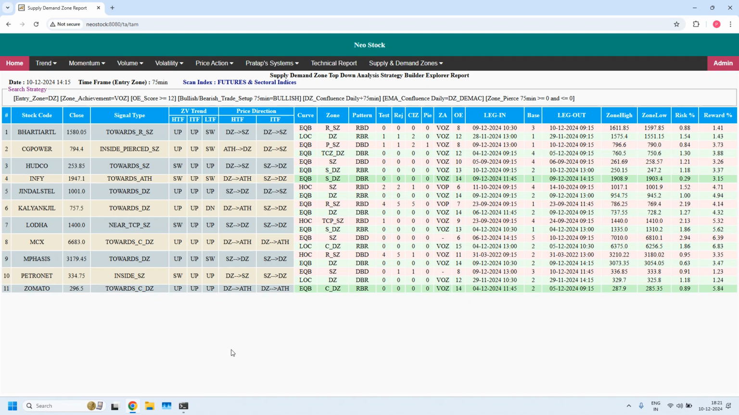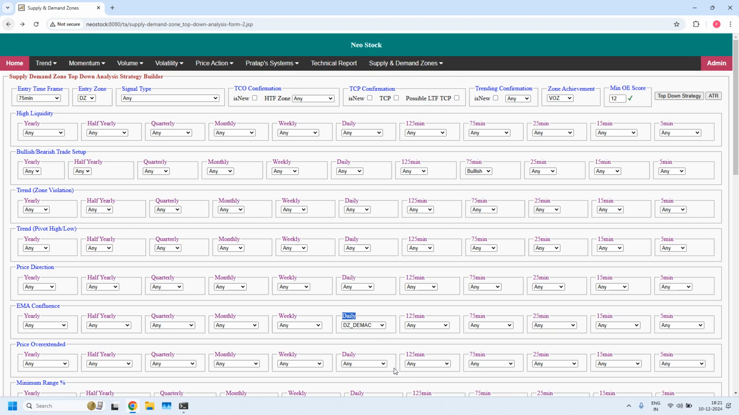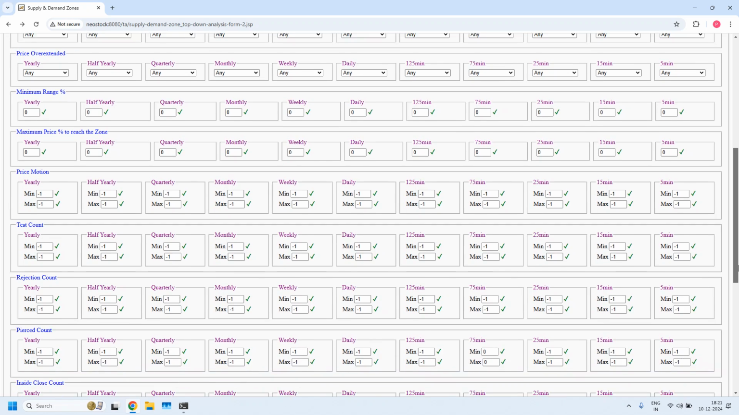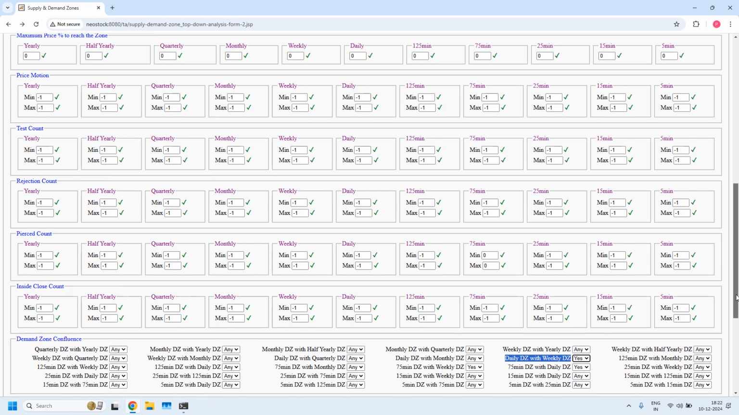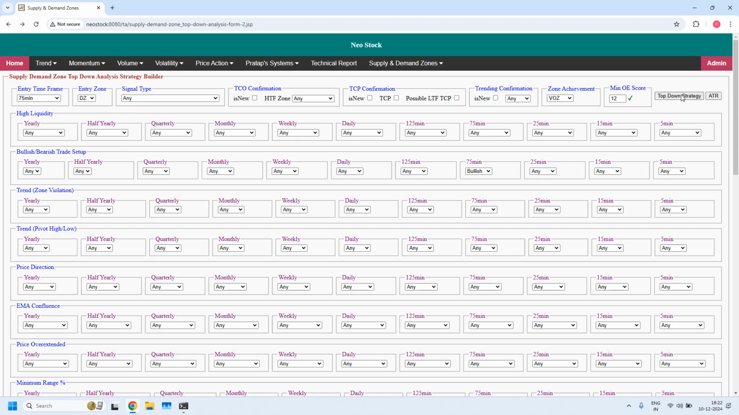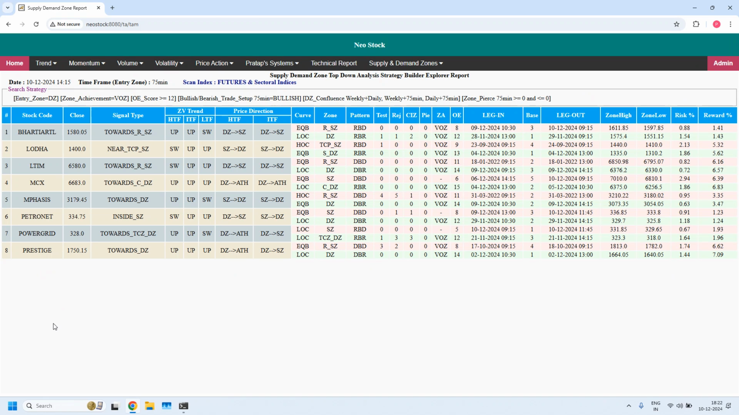Next, let us look for LTF, ITF and HTF demand zone confluence. I am removing this EMA filter. In the demand zone confluence, 3 filters we need to set. First filter is already enabled. Second filter, 75 minutes demand zone with weekly demand zone confluence. Third filter is a daily demand zone with weekly demand zone confluence. With all the 3 filters, LTF, ITF, HTF demand zone confluence, we got 8 stocks.